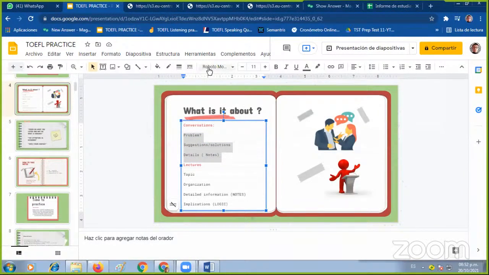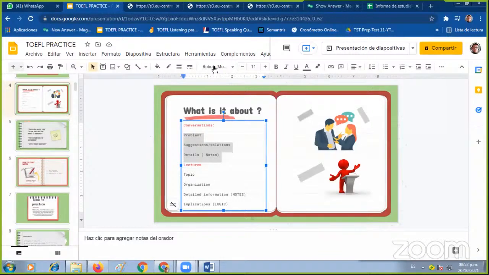Teacher, I have a question. Tell me. Do you have maybe a tip for us to find keywords more easily? Keywords, okay, a tip maybe. First you have to improve your vocabulary. You have to know a lot about vocabulary, okay? That is one tip. Another tip, pay attention to the words and to the way the person is speaking.